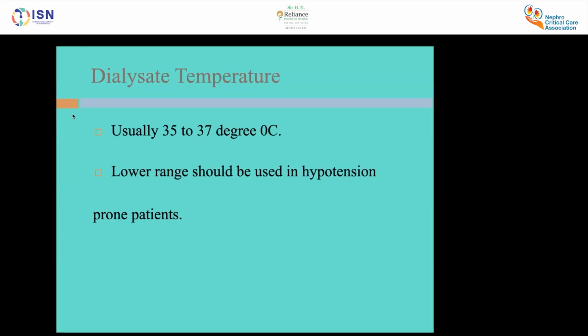Then dialysate temperature. We usually target 35 to 37 degrees Celsius. The lower range should be used in hypotensive or hemodynamically unstable patients.